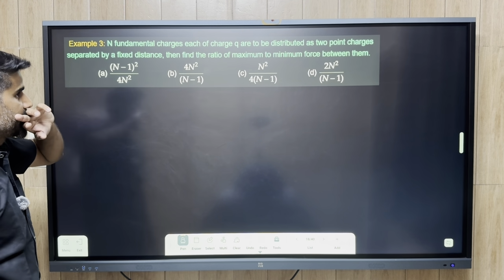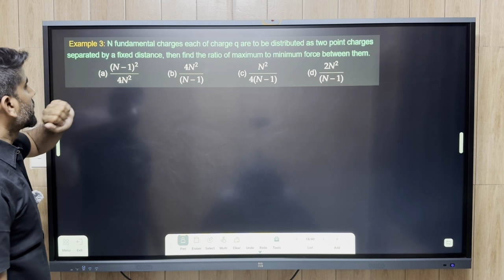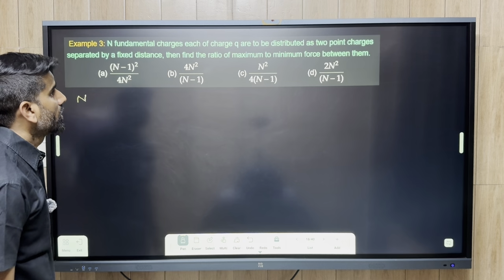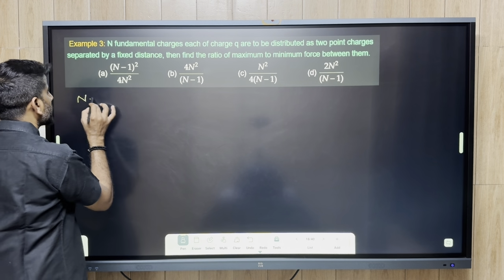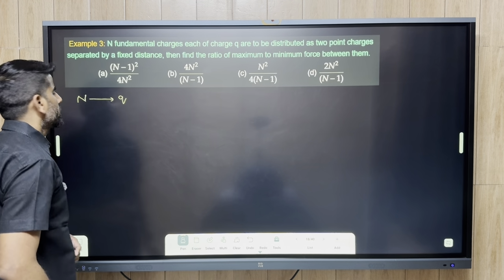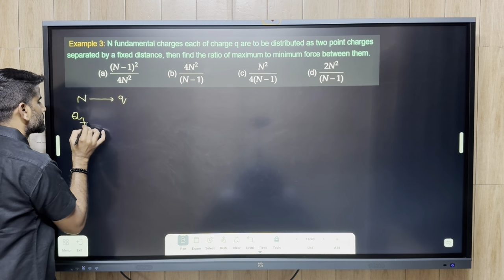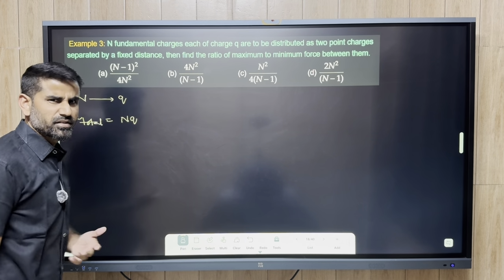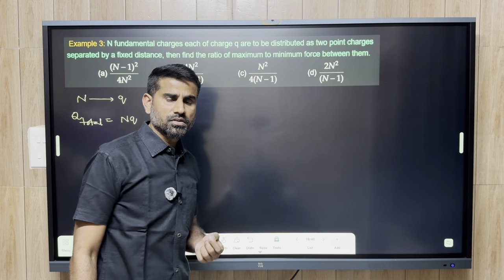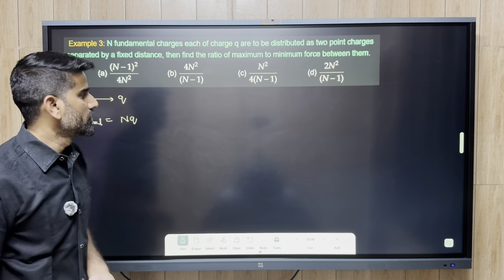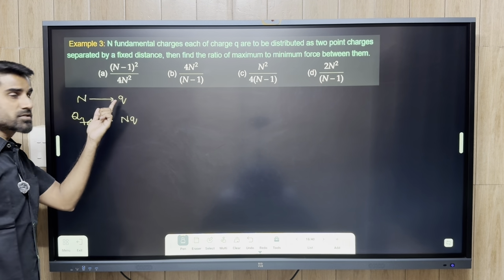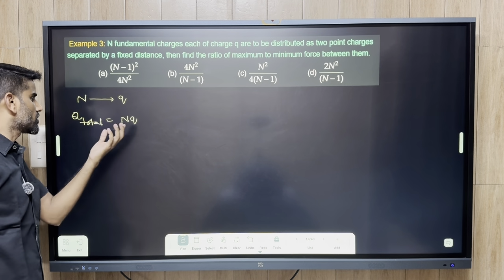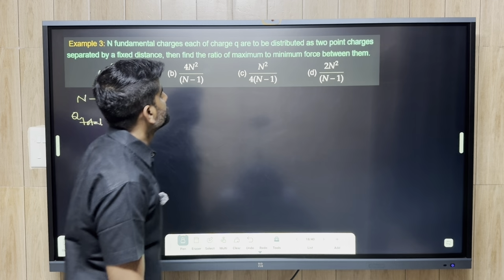Now let's understand the problem here. N fundamental charges, each of charge q. All of them have charge q. That means the total charge is equal to n times q. It is something like, if 1 pen costs 10 rupees, 100 pens cost 100 times 10. Similarly, if one particle's charge is q, and n particles are there, then the total charge is nq.